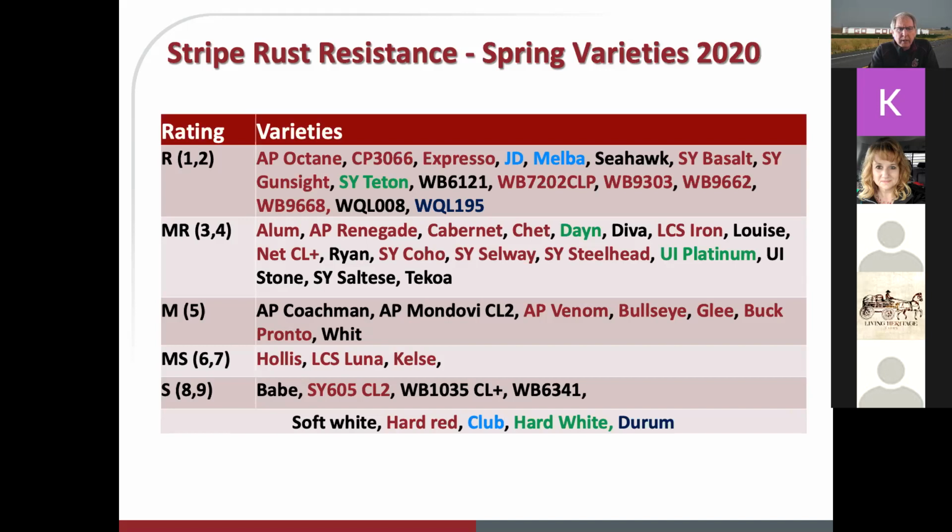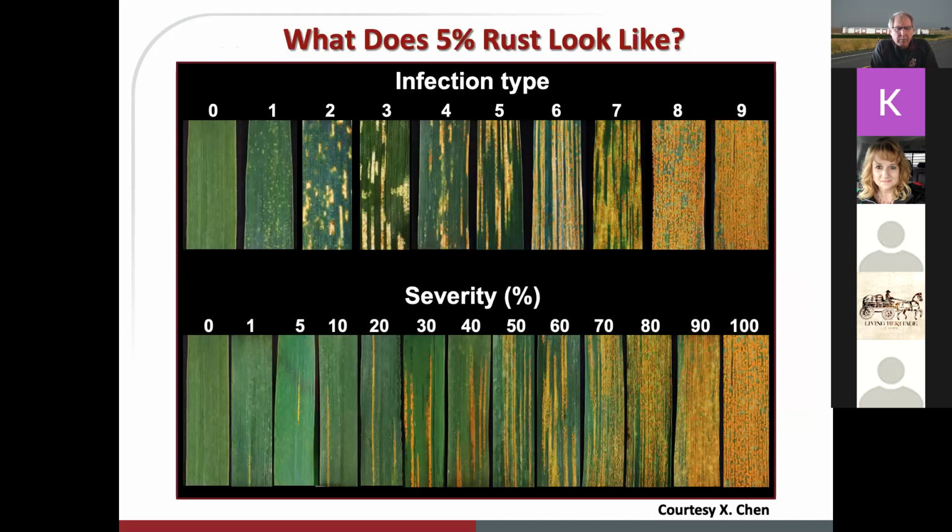So one of the confusing things about stripe rust, I recommend that 1 to 5% rust, but what does 1 to 5% rust really look like? Well, there's two different types of ratings for rust. One is, you may have heard of the infection type, and that's shown in the top panel there, and that ranges from 0 to 9. Zero on the left there is a resistant reaction, and on the right, 9 is a highly susceptible reaction. And essentially, the more spores you see on the leaf surface, the more susceptible the variety. The intermediate reactions there in the middle, if you look at 3, 4, 5, you'll see some striping, but you see less spore production. And that's one of the reasons why these varieties are preferred.